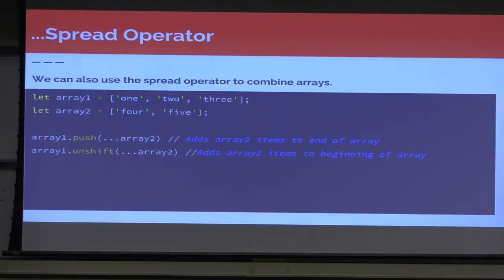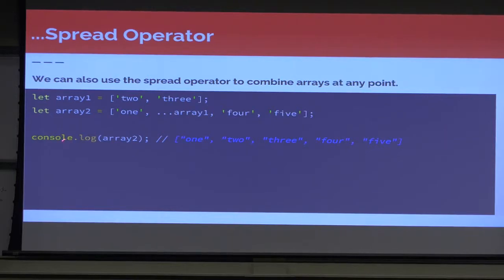So you can use the spread operator to combine arrays. Let's say I had 2 different arrays, and they have 1, 2, 3, and 4, 5. In our array 1, we could push the spread of array 2. And what that does is it adds all the items from array 2 to our array. And we can also do the same thing with unshift and add those items to the beginning of the array. Or we can also combine arrays at any point that we want to.